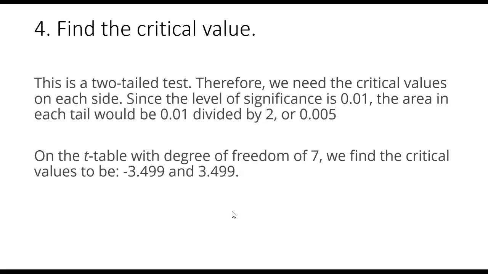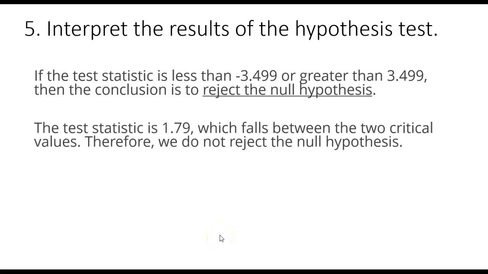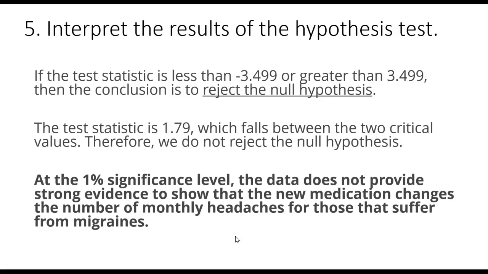Now recall, if we're dealing with the critical value method, if the test statistic is less than negative 3.499 or greater than the positive 3.499, then we will reject the null hypothesis because the test statistic will fall in the rejection region. In our case, the test statistic is 1.79, which actually falls between the two. Therefore, we do not reject the null hypothesis. Interpreting that, at the 1% significance level, the data do not provide strong evidence to show that the new medication changes the number of monthly headaches for those that suffer from migraines.